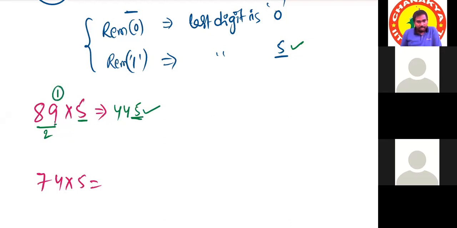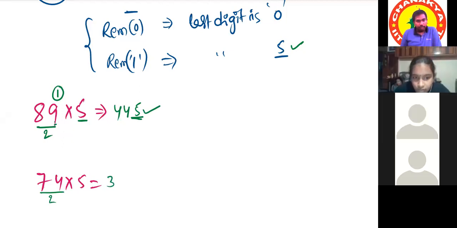See here, 74 into 5. Instead of multiplying by 5, I am dividing by 2. So 3 times it is 6, 7 means one remainder, 14. 14 means 7 times it is 14. No remainder, 0 remainder. If 0 is the remainder, simply write the last digit as 0. 370. That's all. That is the answer.